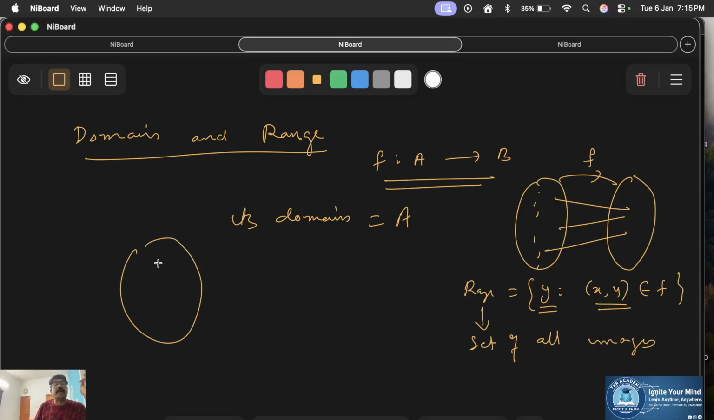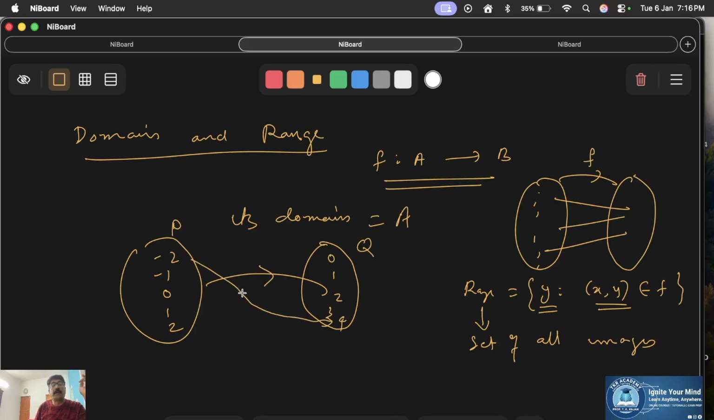Let us take an example. -2, -1, 0, 1, 2. We are defining a function from this set to another set. Let this be P, this is Q. I am defining 0, 1, 2, 3, 4. -2 is associated with 4. -1 is associated with 1. 1 is also associated with 1. 2 is associated with 4. 0 is associated with 0.